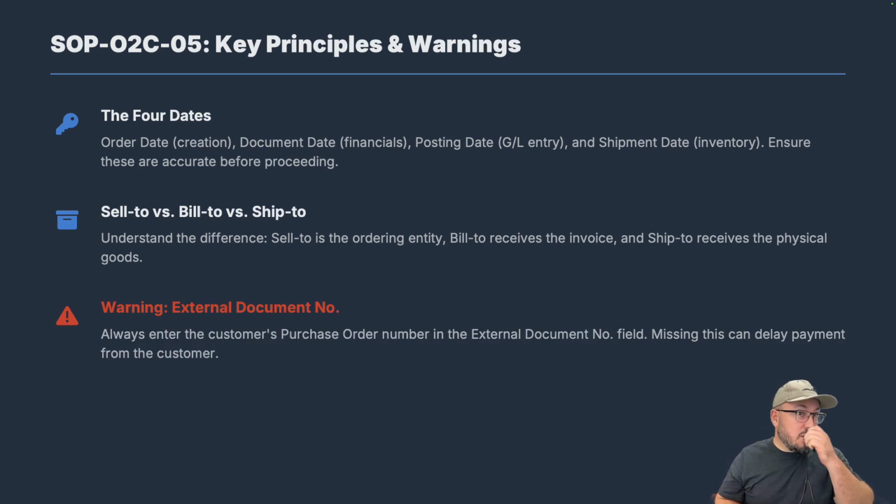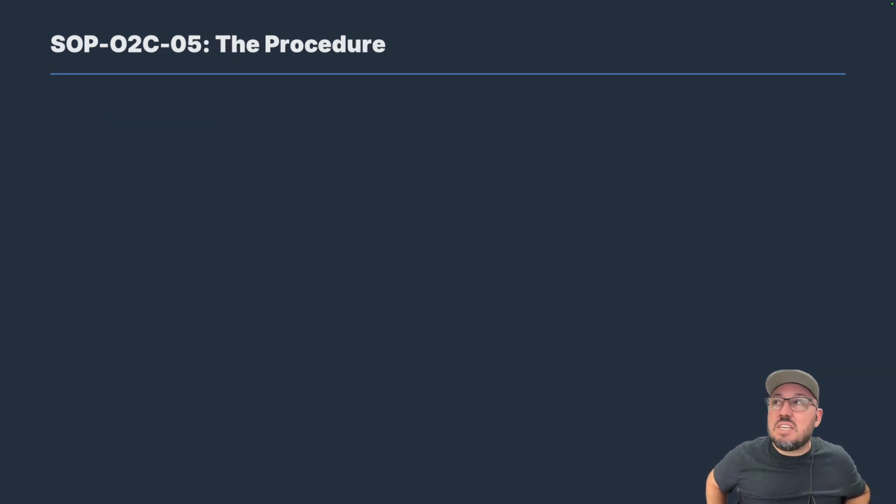And be very aware, external document numbers are not always required. But in our delivery, when we deliver Business Central, you require an external document number. We turn it on as a mandatory field. So always enter the customer's purchase order number in the external document number field. Missing this can delay payment from a customer. That is 100% accurate. All right.